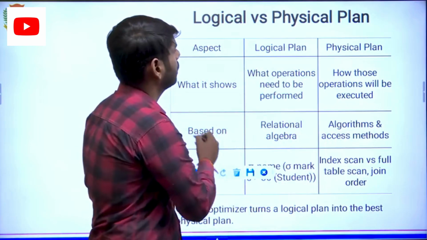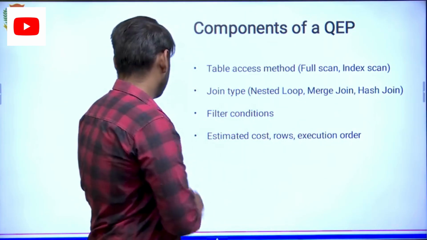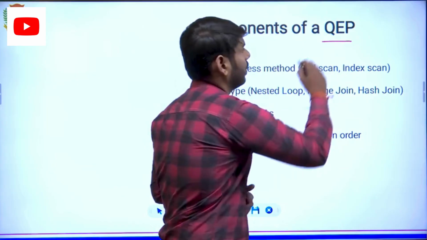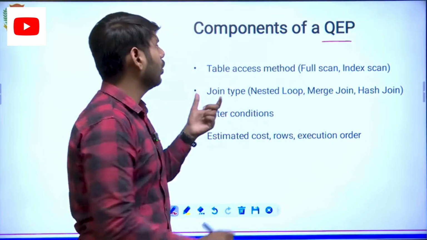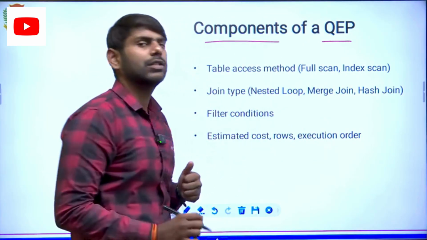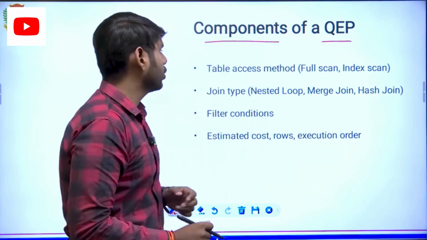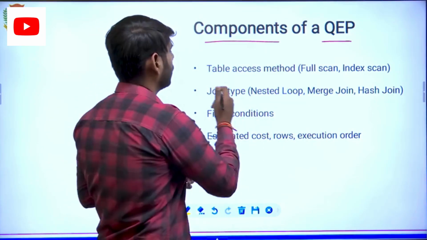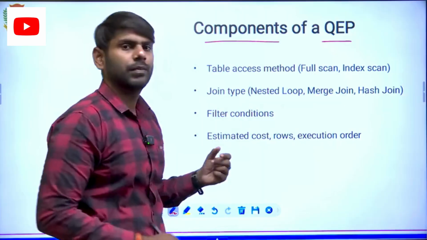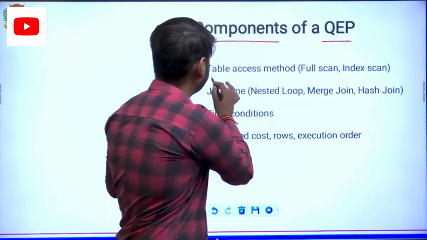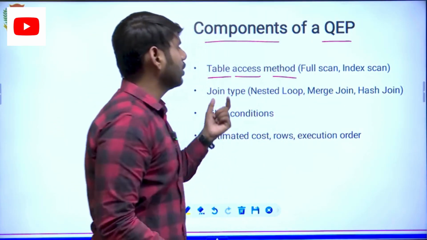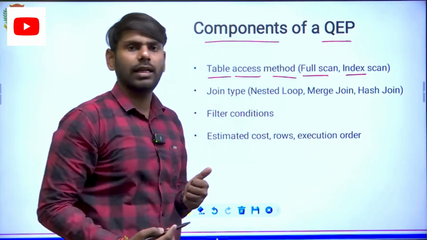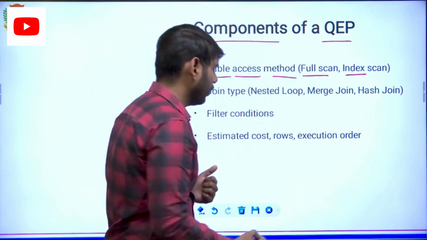Let's see our next. As we are studying the query execution plan, now we are talking about the components of a query execution plan. You can see the various components of the query execution plan. The first one is table access methods. If we are talking about table access methods, we have two types of scan, full scan and index scan. What is the meaning of full scan?